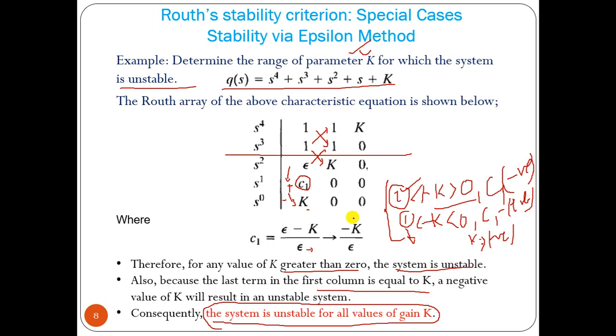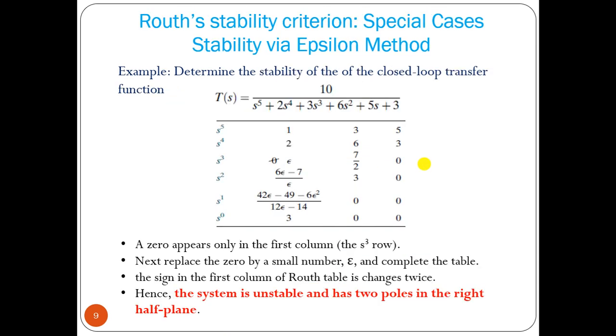If 0 occurs in the first column in a row and the other values in that row are non-zero. Okay. Now let us solve another problem.